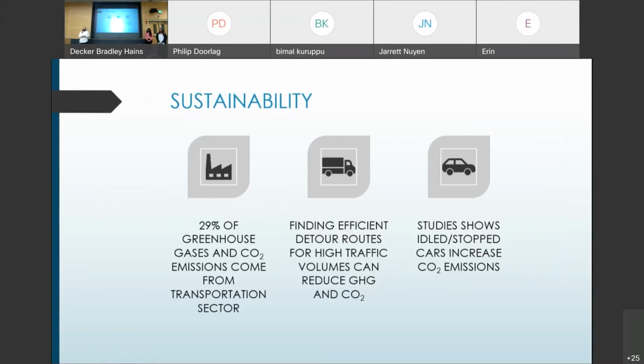According to the EPA, 29% of greenhouse gases and CO2 emissions come from the transportation sector. So finding effective and efficient detour routes for high volumes of traffic will help reduce these emissions. Studies have also shown that idle and stopped vehicles increase CO2 emissions in the air.